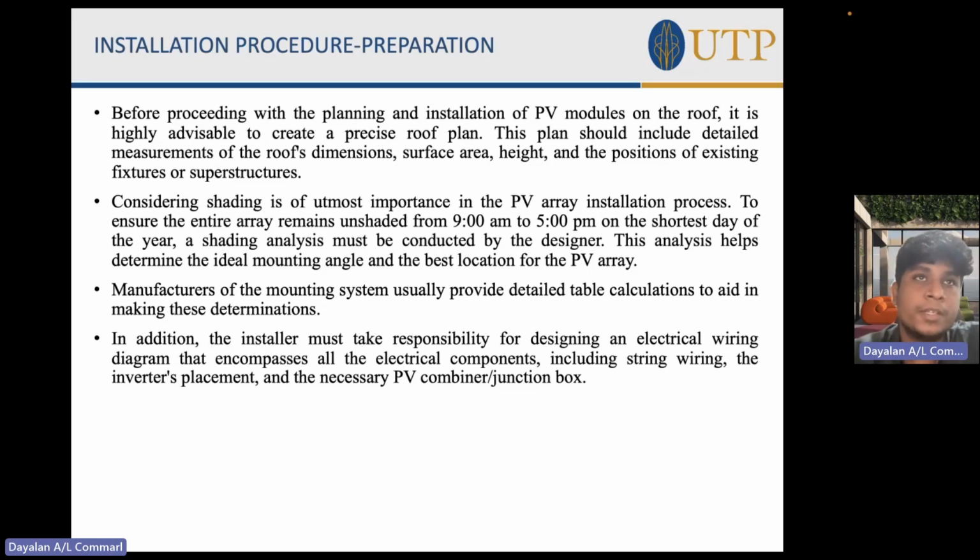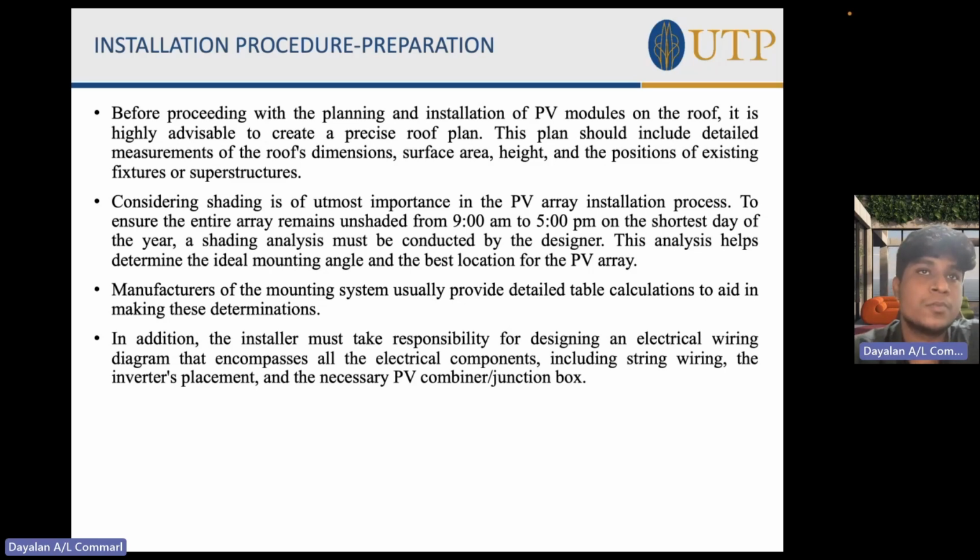Before proceeding with the planning and installation of PV modules on the roof, it is highly advisable to create a precise roof plan. This plan should include detailed measurements of the roof dimensions, surface area, height, and the position of existing fixtures and superstructures. Considering shading is of utmost importance in the PV array installation process. To ensure the entire array remains unshaded from 9 AM to 5 PM on the shortest day of the year, a shading analysis must be conducted by the designer. This analysis helps determine the ideal mounting angle and the best location for the PV array.